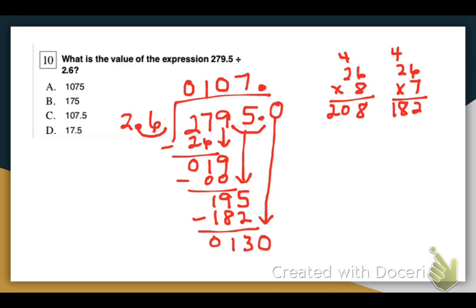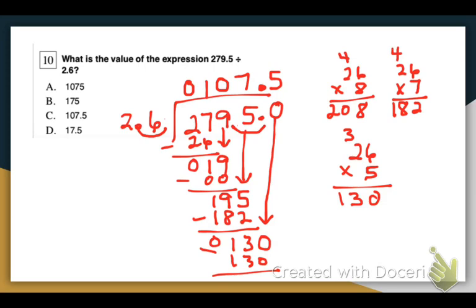Okay, and 26 into 130. So we'll try, I don't know, 5 times, since 8 was too big. We'll try 26 times 5. 5 times 6 is 30, and 5 times 2 is 10, plus 3 is 13, and that'll work. 5 goes over here, 130, underneath here. So the answer is 107 and 5/10.